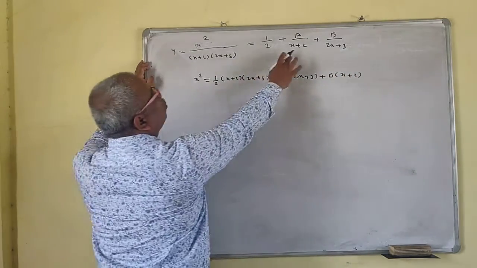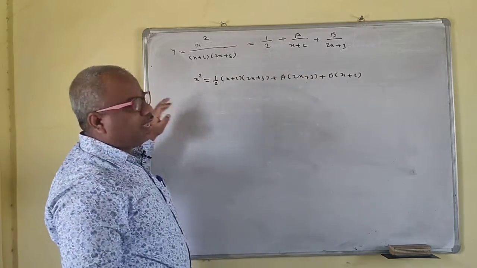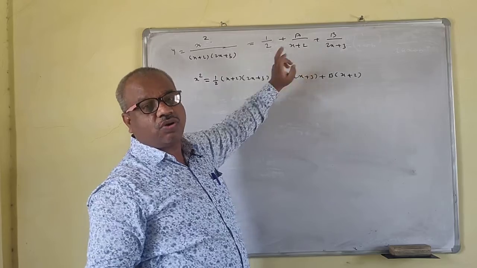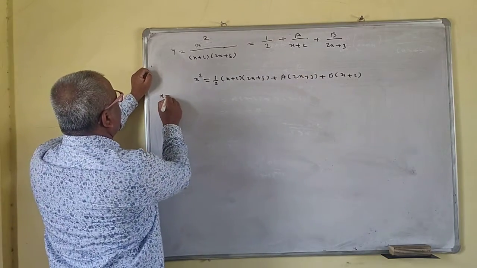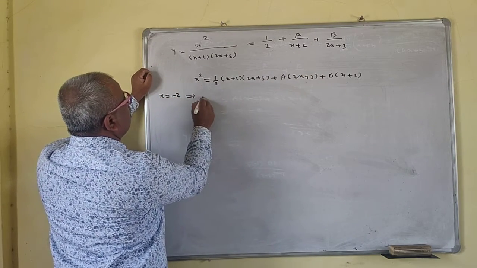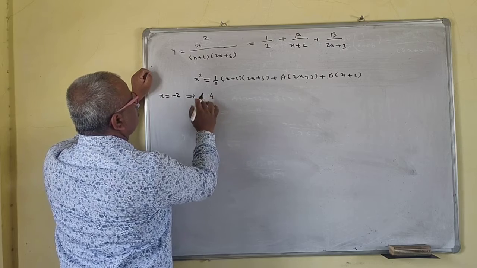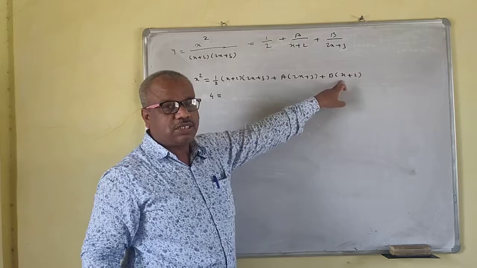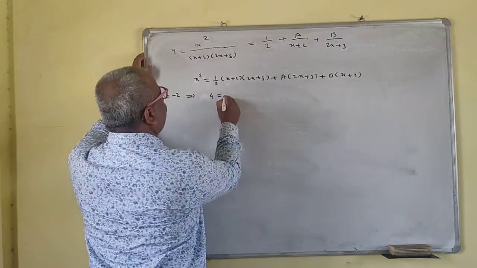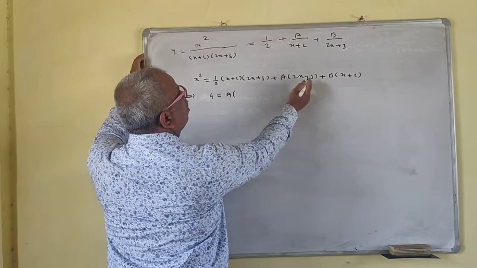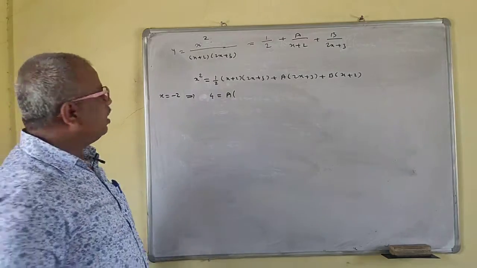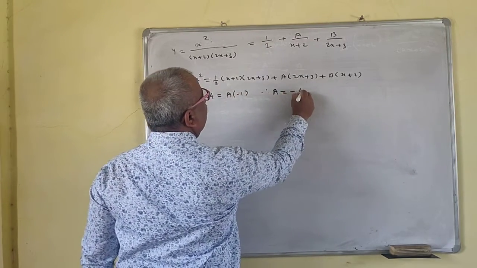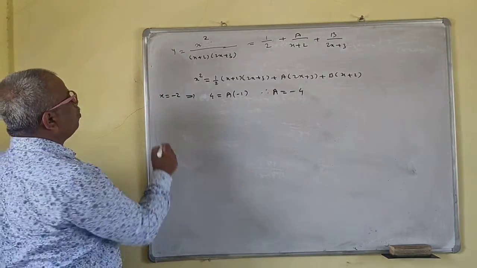So what we'll do is put the zeros of the denominator first. That is, x plus 2 is equal to 0, meaning x is equal to minus 2. We'll put x is equal to minus 2. What happened? This is 4. If you put minus 2 here, this is 0, this is 0. You will get a now. So a into what? This is minus 4 plus 3, which is minus 1. So therefore a is equal to minus 4.